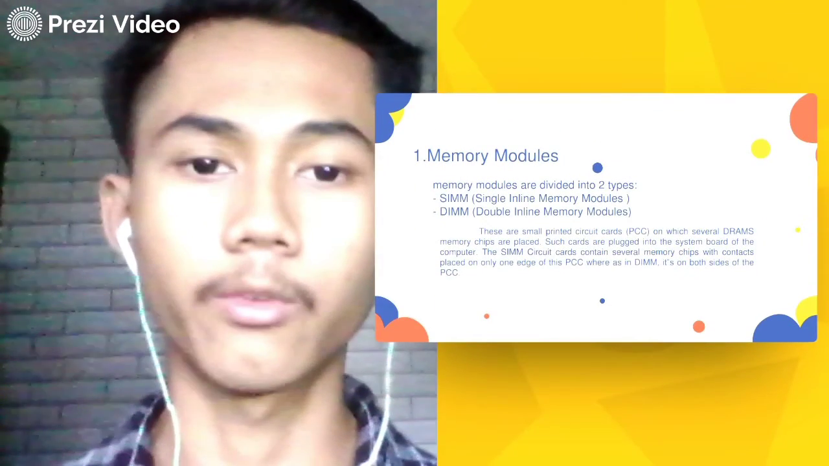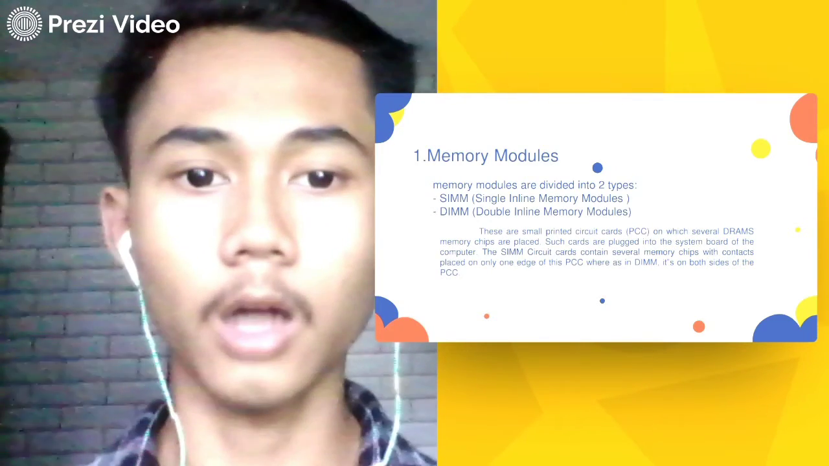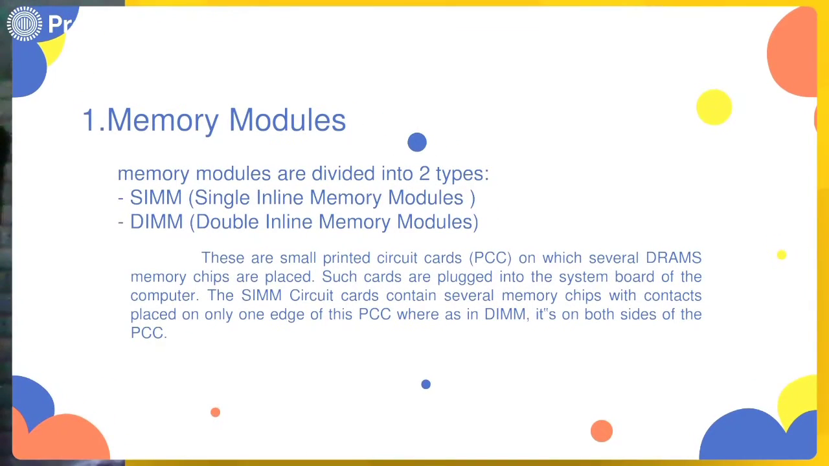The first material of basic computer architecture chapter is memory module. Memory modules are divided into two types. First, SIMM or single inline memory modules, and DIMM or double inline memory modules. These are small printed circuit card or PCC on which several DRAM memory chips are placed. Such cards are plugged into the system board of the computer. The SIMM circuit card contains several memory chips with contact placed on only one edge of this PCC, whereas in the DIMM, it's on both sides of the PCC.